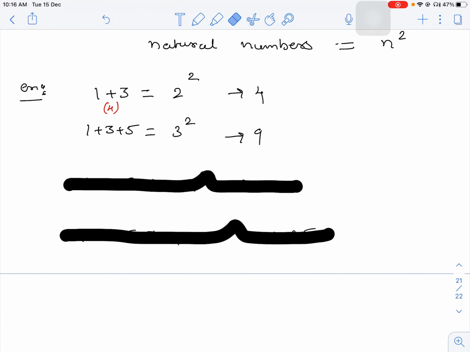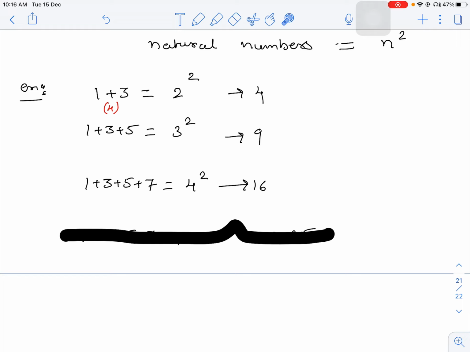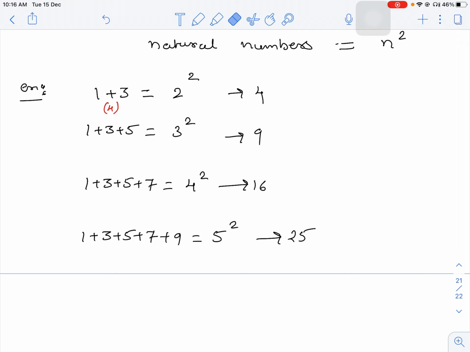Suppose if there are 4 numbers. Now 1, 2, 3, 4. So without adding it directly, we can write it as 4 square, which is 16. Okay. Let us consider one more example now here. 1, 2, 3, 4, 5 numbers are there. So we can directly write its answer as 5 square, that equals to 25.